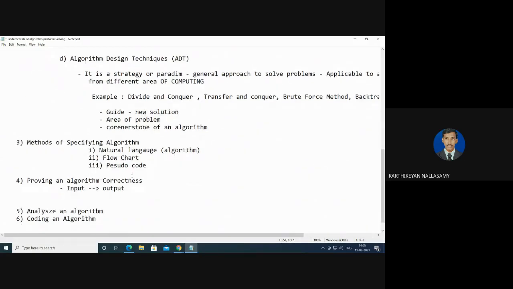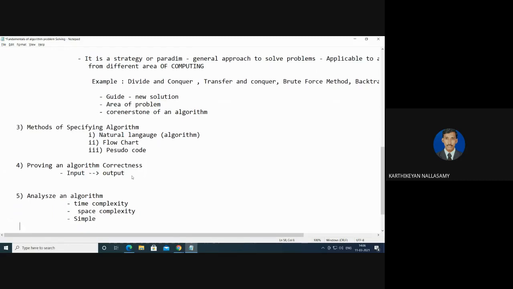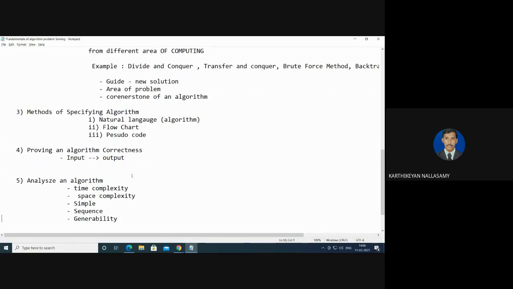And the next thing is we are going to analyze an algorithm. Analyzing an algorithm means that we are going to identify the best algorithm. Further, there are different factors we are going to find. One is called time complexity, and the second one is called space complexity. And the third one is called simplicity. I think you already know that simplicity is not an exact factor for analysis. Then sequence depends on the application problem, so it is also not considered an important factor. And the next one is called generality. So normally there are 5 factors used for analysis of an algorithm.